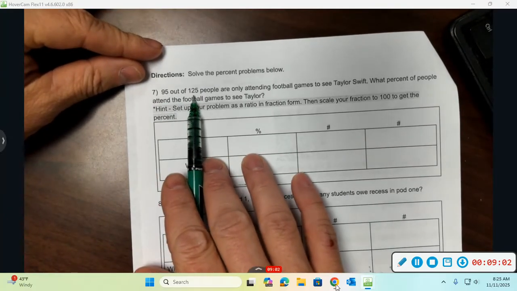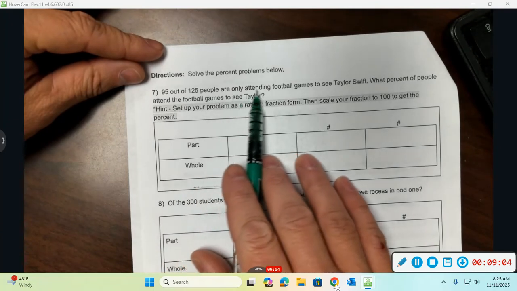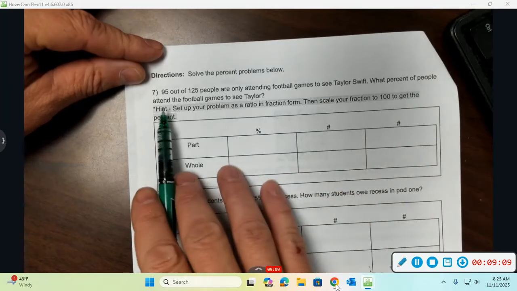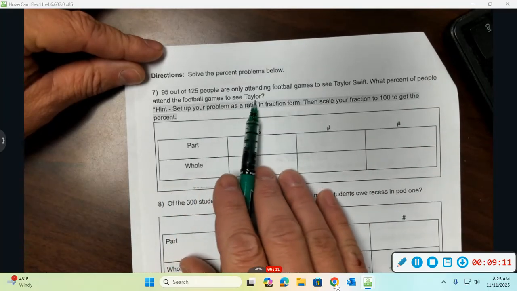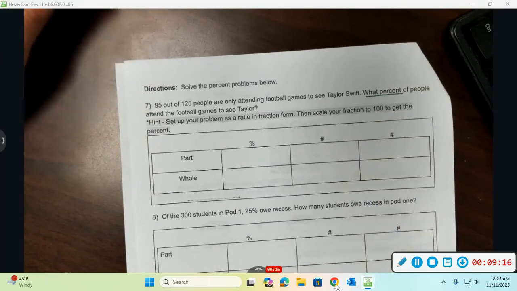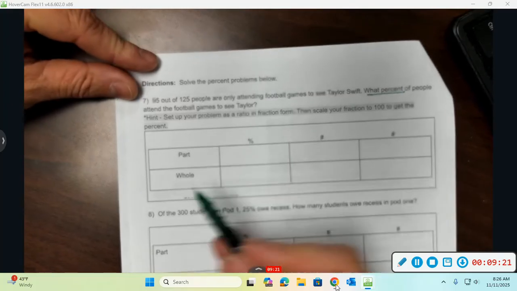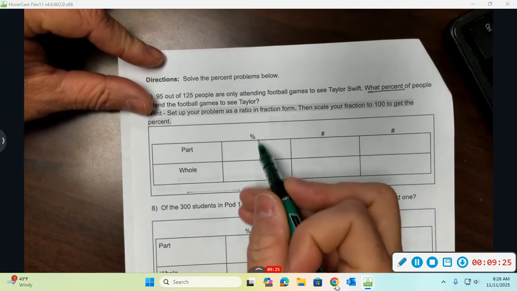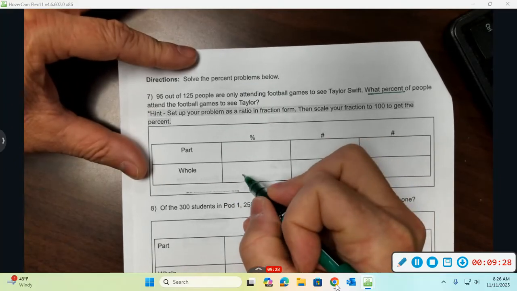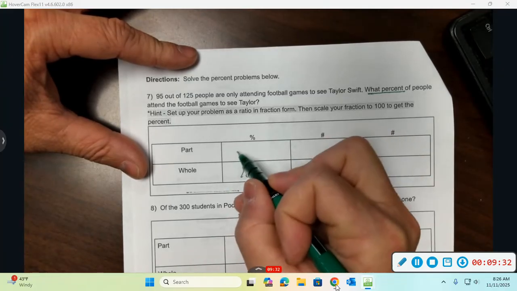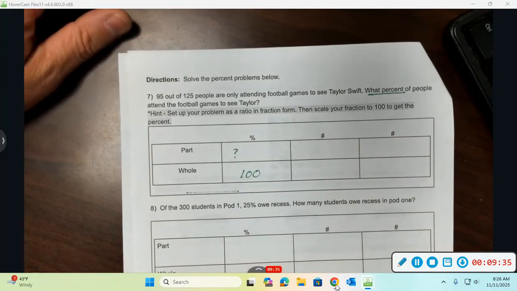95 out of 125 people are only attending football games to see Taylor Swift. What percent of people attend the football games to see Taylor? What is it asking us to find? It's asking us to find the percent. Okay, so if we're using this table, we know that in this percent column, percent means per 100, so it has to be over 100. What we're trying to find is this number that's over 100 to get our percent.